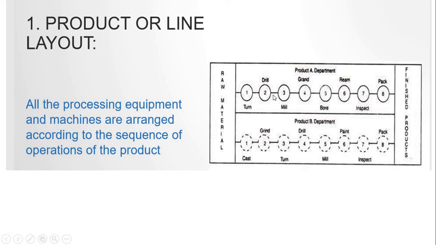Under these, machines and equipment are arranged in one line depending upon the sequence of operations required for the product. Then the raw materials move here. The raw materials move very fast from one workstation to other stations with minimum work in progress storage and material handling. This is very important. That's why I told you the processing equipment and machines are arranged according to the sequence of the operations of the product.